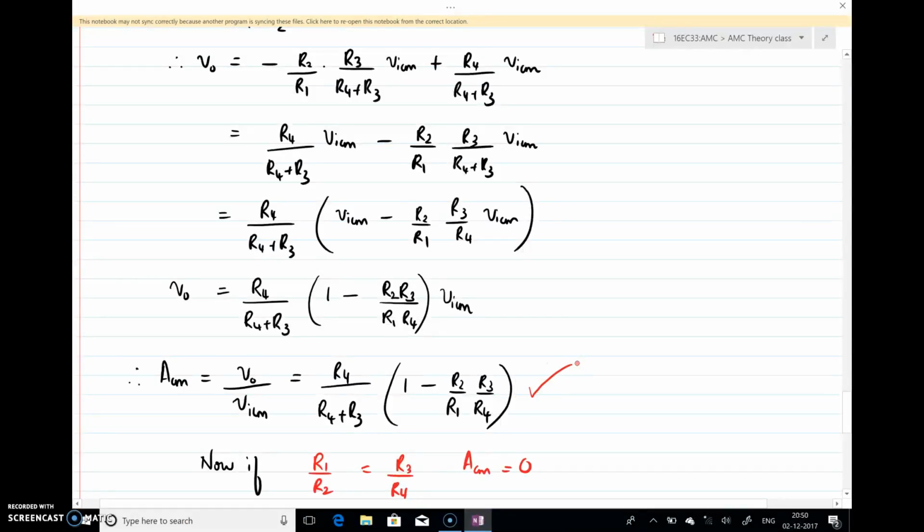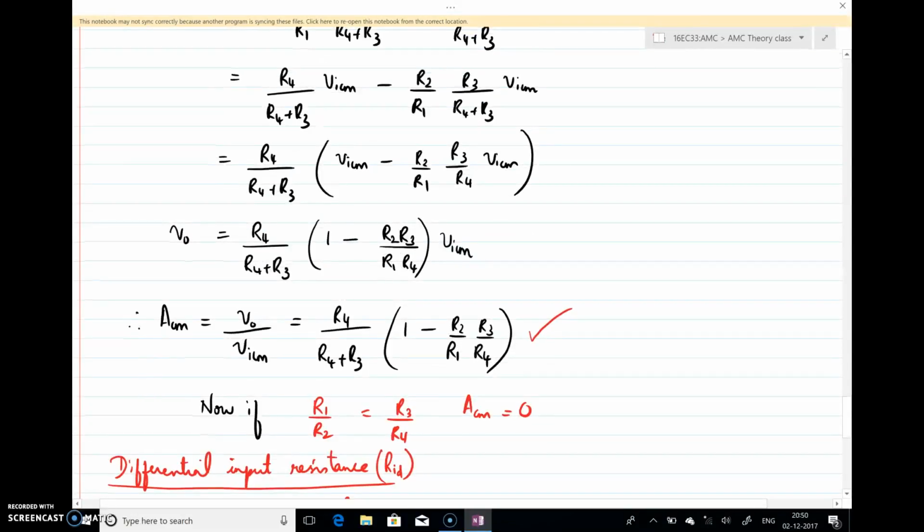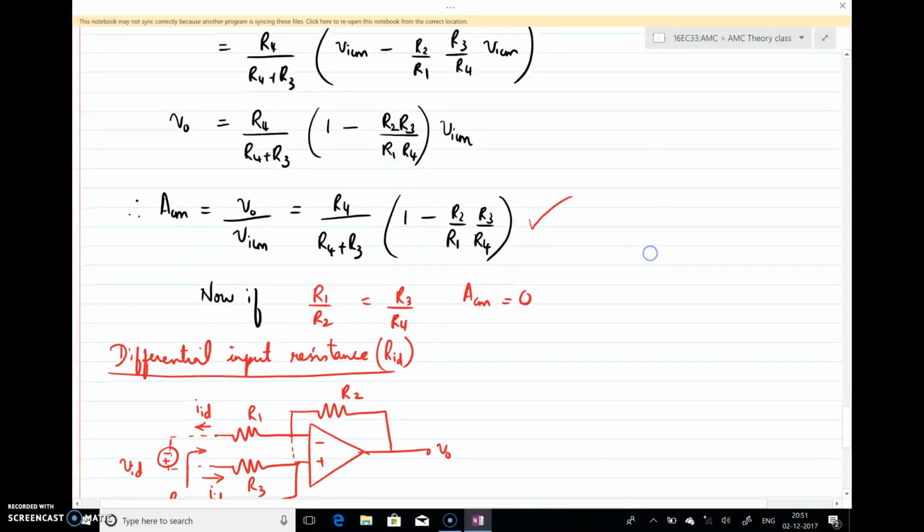So you obtain the common mode gain here, with the differential gain on the top, and we know that the common mode gain should ideally be 0. That is possible when R1 by R2 is the same as R3 by R4, the same assumption I have taken for the differential gain. In that case your common mode gain will be equal to 0.